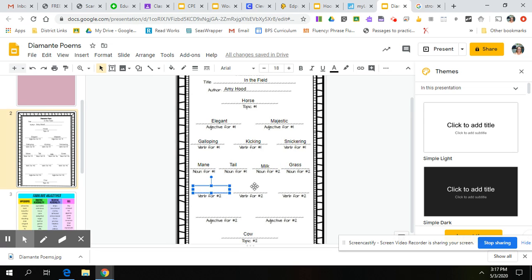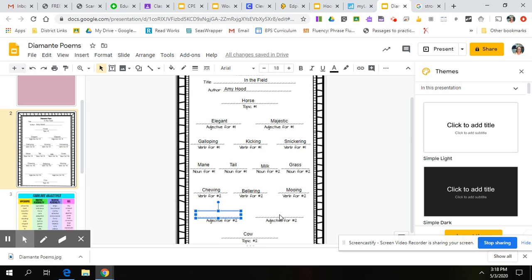Now I have 1, 2, 3 verbs. So these 3 verbs are going to be about what? My horse or my cow? That's right. We transitioned and now we're talking about the cow. So cows do a lot of chewing. Cows do a lot of what they call bellowing. That's them hollering. And then we know cows as mooing. So milk, grass, chewing, bellowing, mooing.